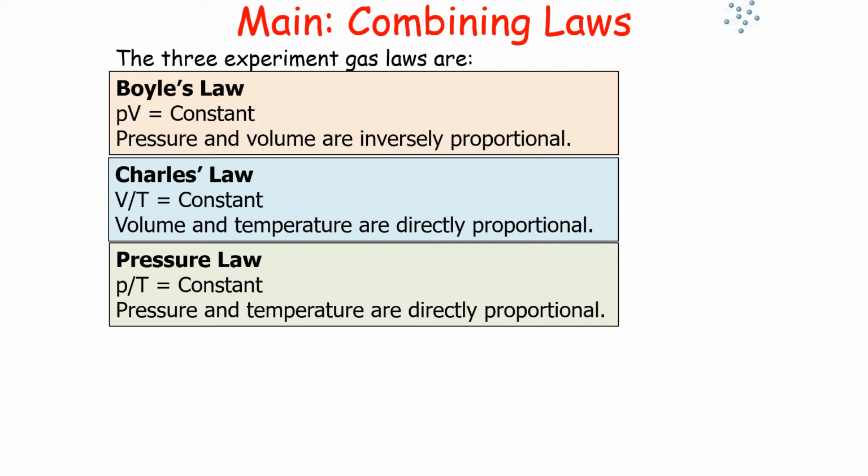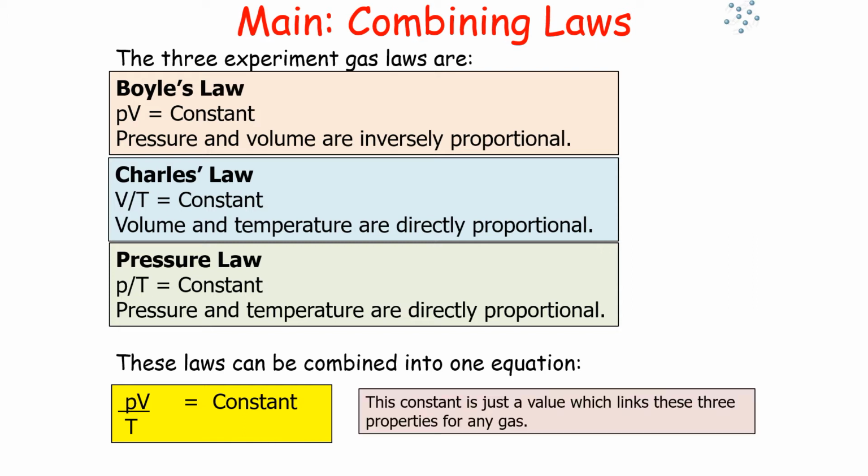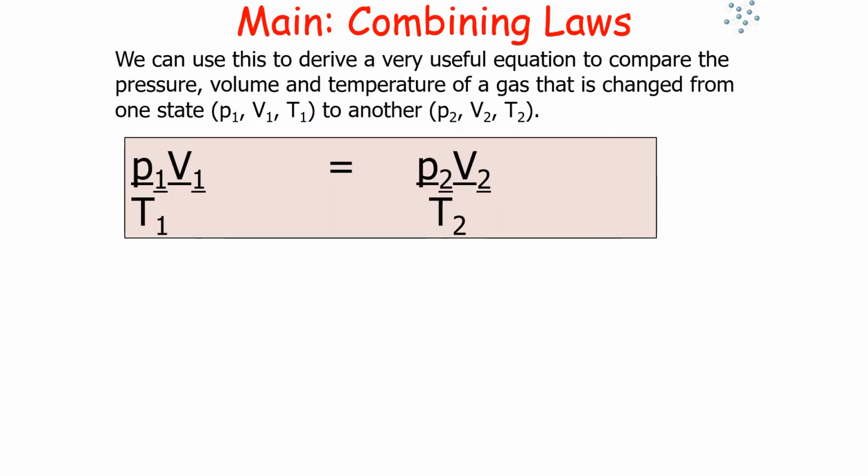Now we can take these three experimental gas laws and combine them into one equation, which is that P times V over T for a gas is equal to a constant. Now this constant is just a value which links these three properties for any gas. We can then use this to derive a very useful equation to compare the pressure, volume and temperature of a gas from when it's changed from one state into another. So we can say P1V1 over T1 is equal to P2V2 over T2.